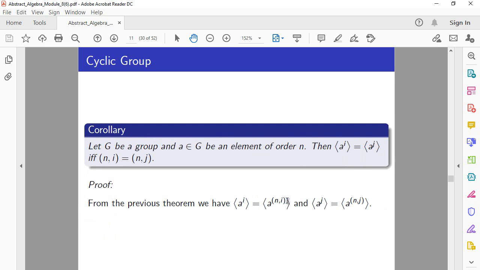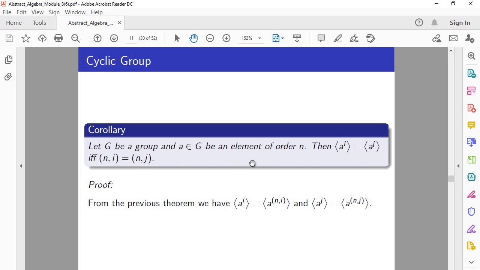Here is another consequence of the previous theorem. So here G is a group and a is an element of the group of order n. Then the subgroup generated by a to the i is the same as the subgroup generated by a to the j if and only if the GCD of n and i is the same as the GCD of n and j.